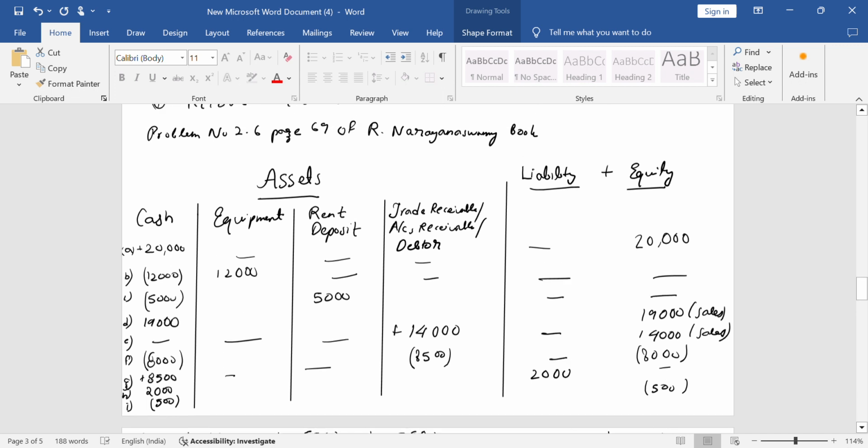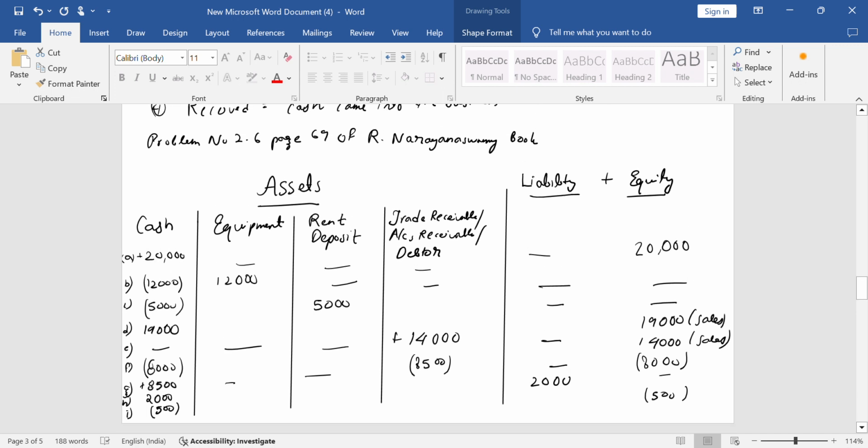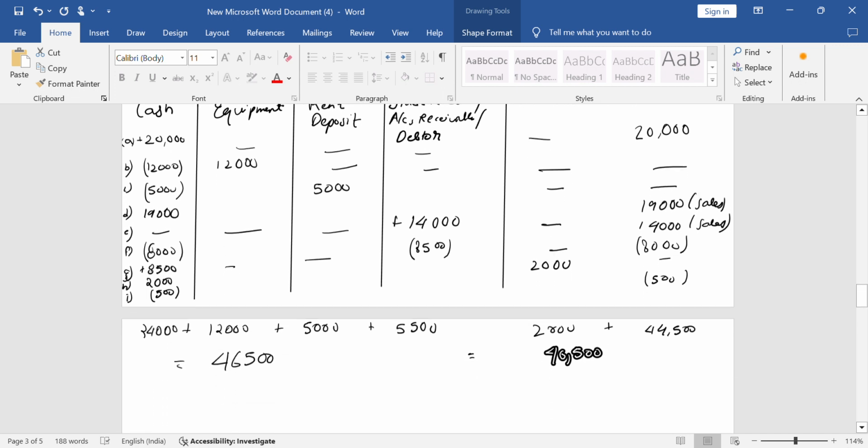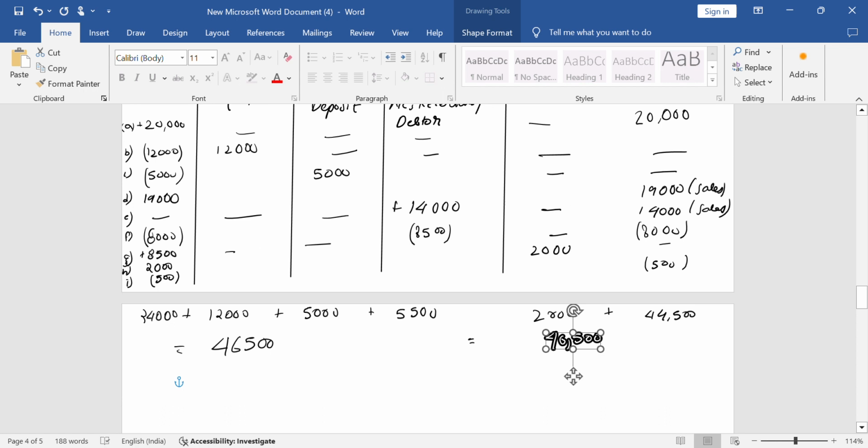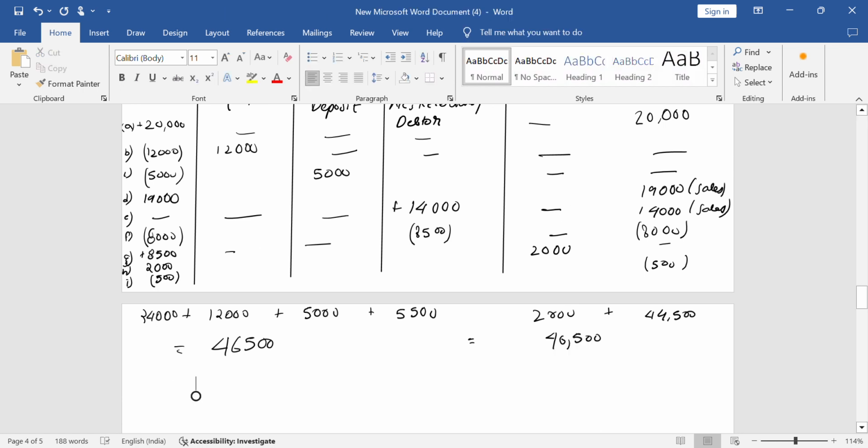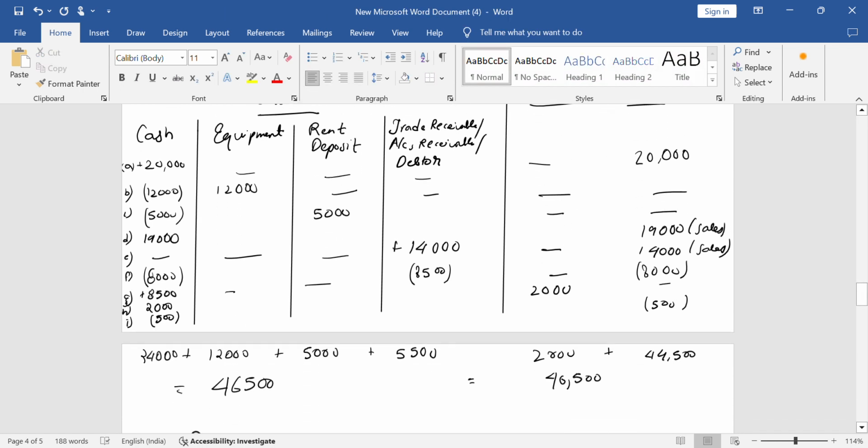Now as we know, in our accounting equation, assets is equal to liability plus equity. I have made the totals. The asset side total is 46,500, and similarly we got the liability plus equity also 46,500. So this is the answer for question number 2.6. We have got the final solution.